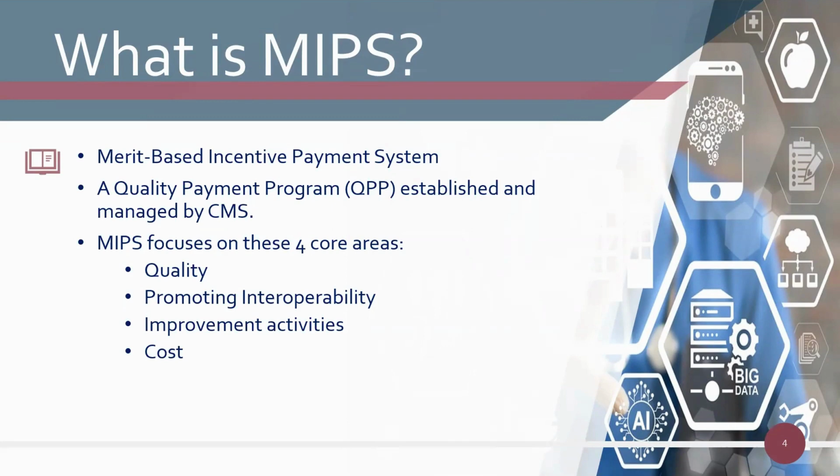The improvement activities performance category assesses how you improve your care processes, enhance patient engagement in care, and increase access to care. The cost performance category assesses the cost of the patient care you provide. CMS calculates cost measures based on Medicare claims to determine the cost of the care you provide to certain patients.